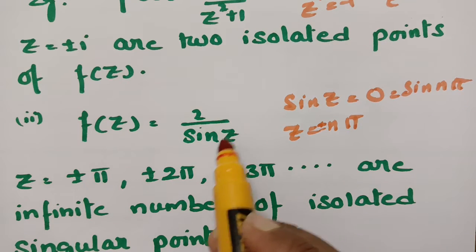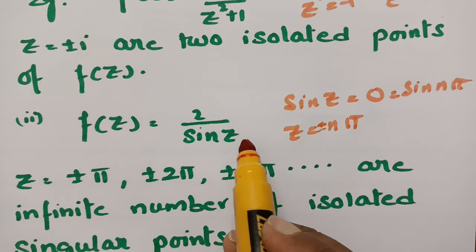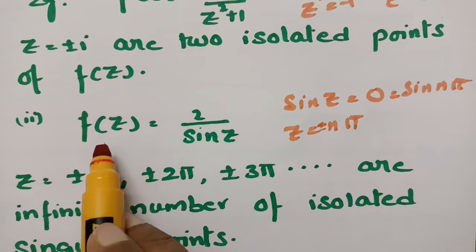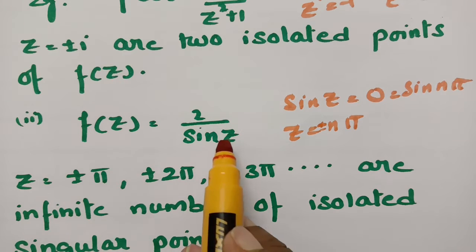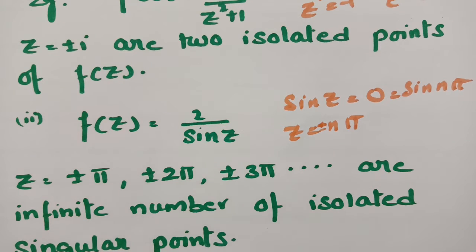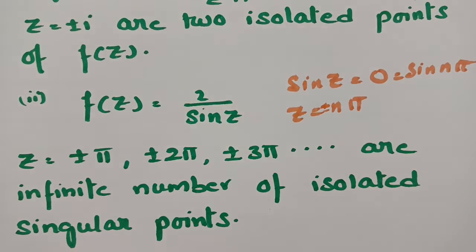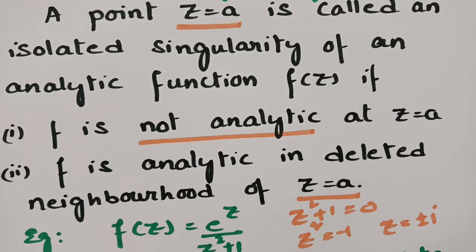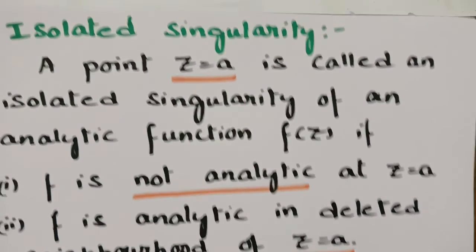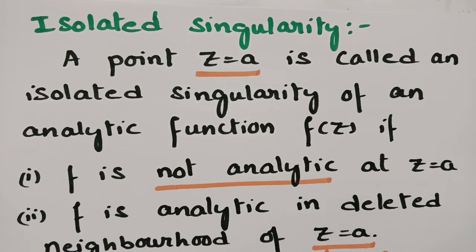If you keep z equal to pi by 2, this function exists and is analytic at that point. Whereas if you keep z equal to pi, this is undefined. So there are an infinite number of isolated singular points. Here, there are finite numbers of singular points and infinite numbers of singular points. So we isolate that point in order to make the function analytic.